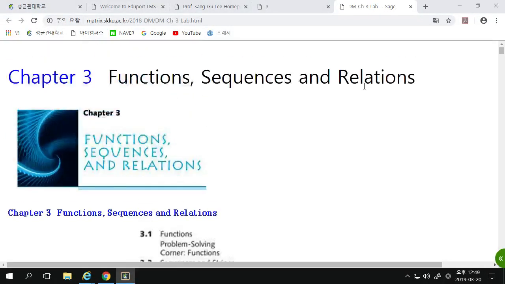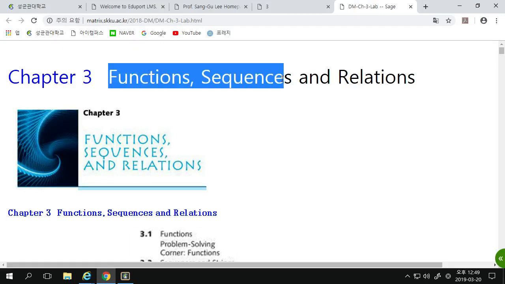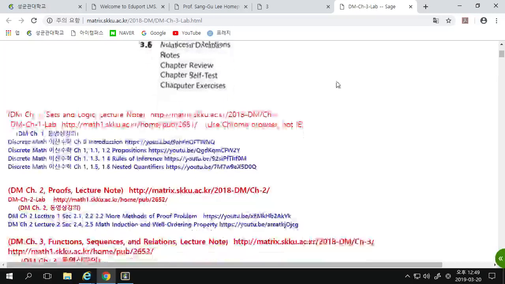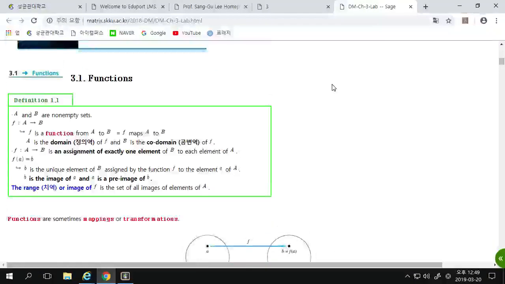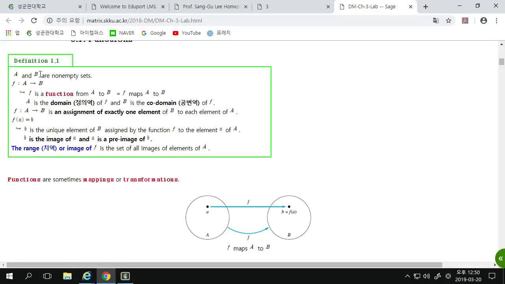Okay, we have covered the first two chapters on logic and proofs. In chapter 3, we're going to deal with functions, sequences, and relations. As you have learned from your middle school years, a function is defined as follows.